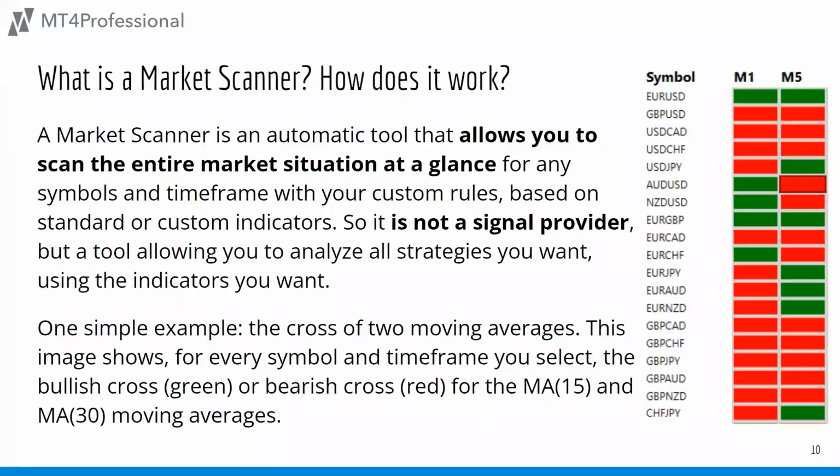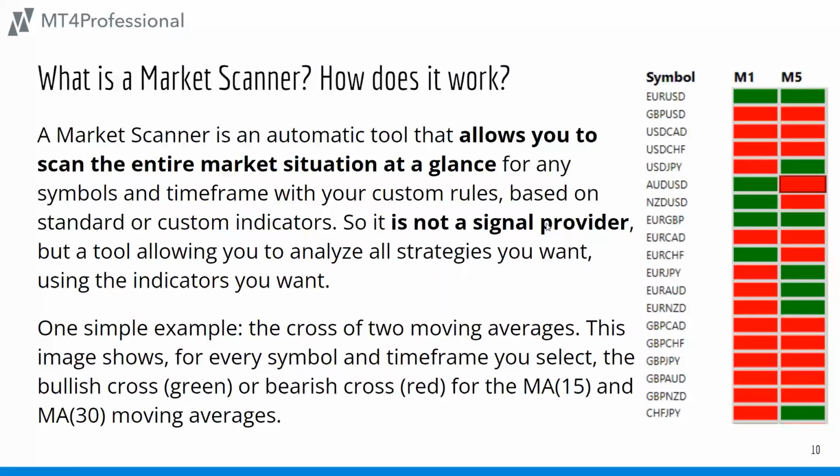So a bullish cross is when the fast moving average, the MA15, moves on top of, or greater than, the slower moving average, the MA30. I want that to turn green as a bullish cross. And the bearish cross is the opposite. The 15 moves under the 30, gives me a red sell or a bearish cross.